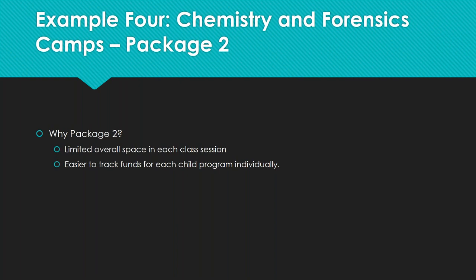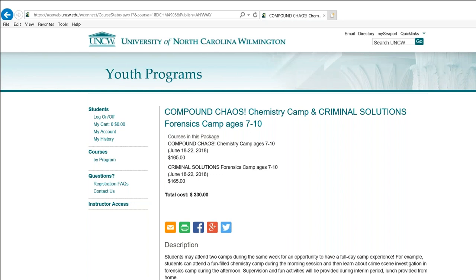So here is the page on ACEWeb. Looks a little different, I guess. I don't have the same template for this alternate interface, which is our youth programs interface, than I do for the main registration part of the website. But it still displays the same as you see the two courses in the package and the total cost there. Now, there's a couple of things here that are really important in terms of package two.